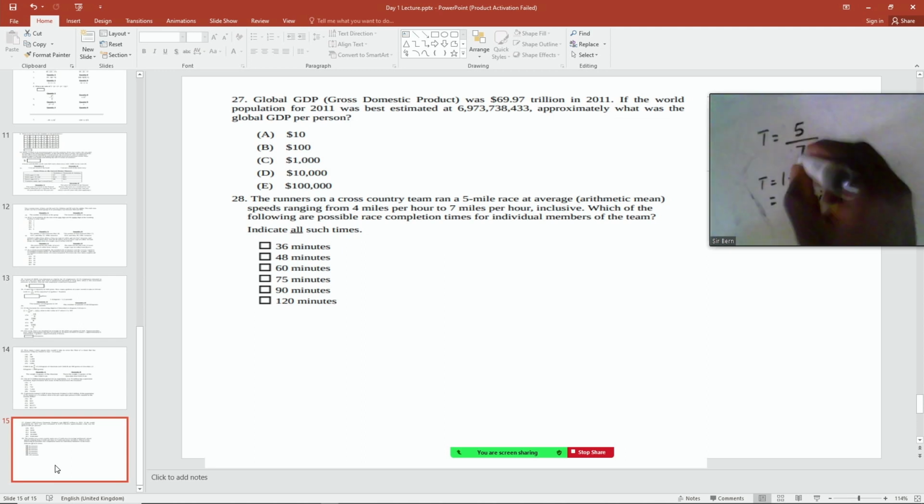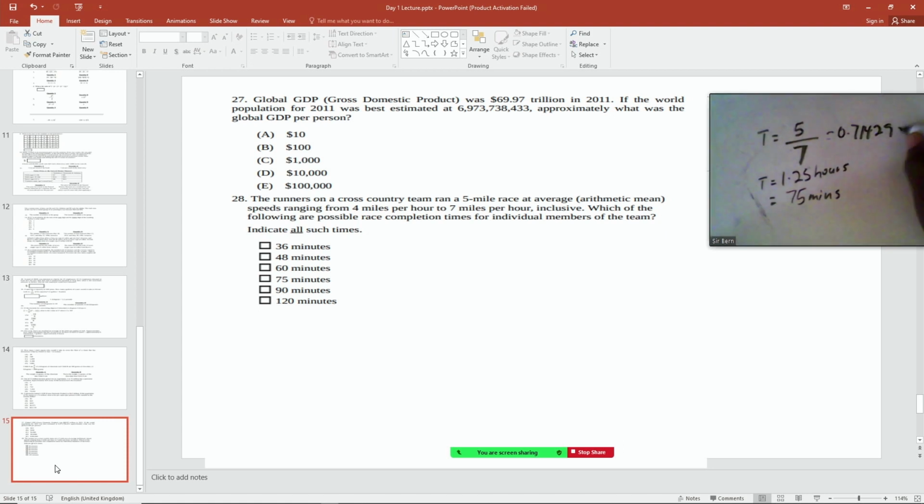So we have 5 over 7, which will give us approximately 0.71429. Multiplying that by 60 minutes gives us the time, which is about 42.86 minutes. So let's say the fastest completed it in 42 minutes, because the fastest is the 7 miles per hour. Then the slowest in 75 minutes. So every time that falls within this range is what we are looking for.